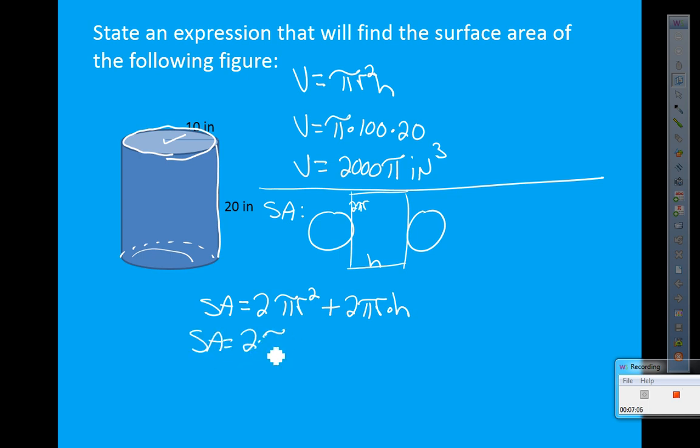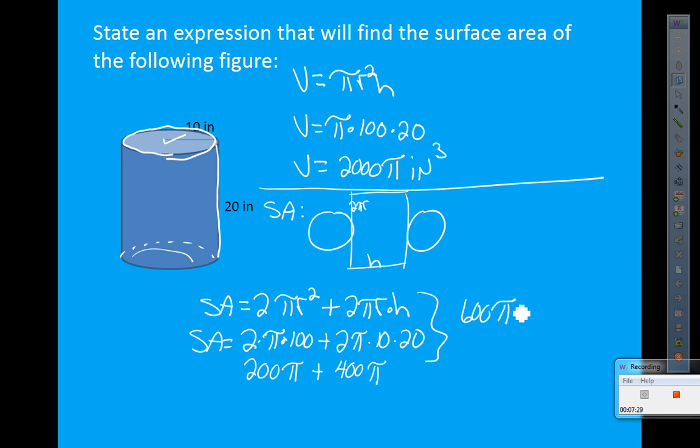So here goes the surface area of this. I've got 2 times pi times r squared, so there's 100, plus 2 times pi times 10 times 20. This looks like I'm going to have 200 pi plus 400 pi. So it looks like this surface area is 600 pi inches squared. The big thing I need you to remember there is the two circles, the top and the bottom, and then the lateral area, the side. I've got one more coming at you, then I'll get to the meat of the lesson.